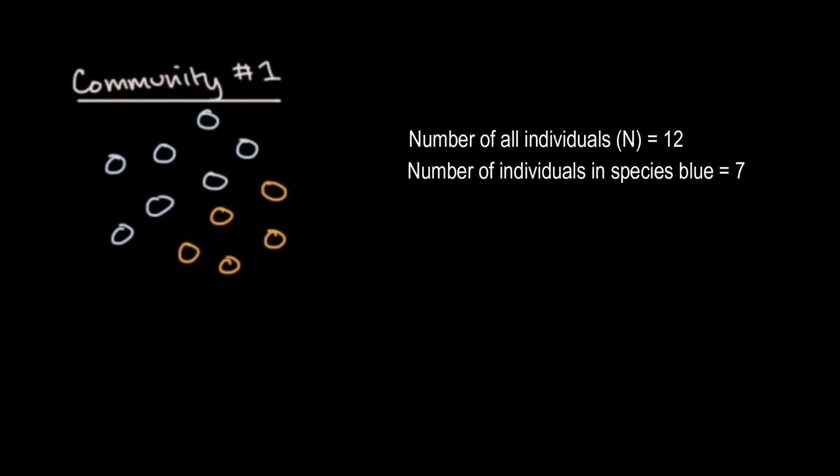Second, the number of individuals in the species blue. We can count it, it's 7. Now the number of individuals in the species orange, which is 5. Now let's put all of these numbers into the formula. DS equals 1 minus the sum of n_i times (n_i minus 1) divided by capital N times (capital N minus 1).